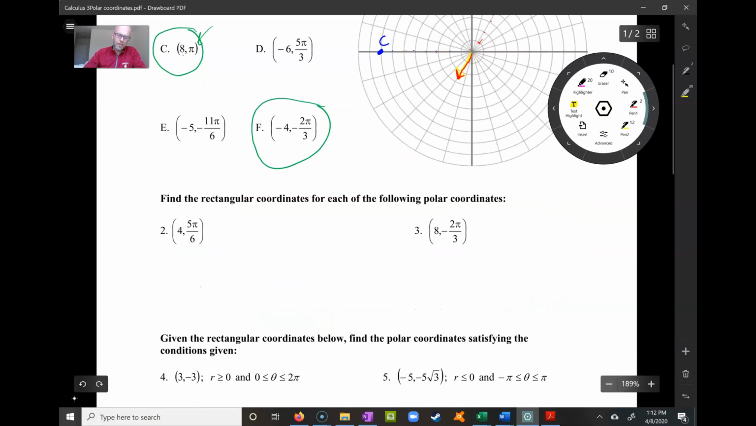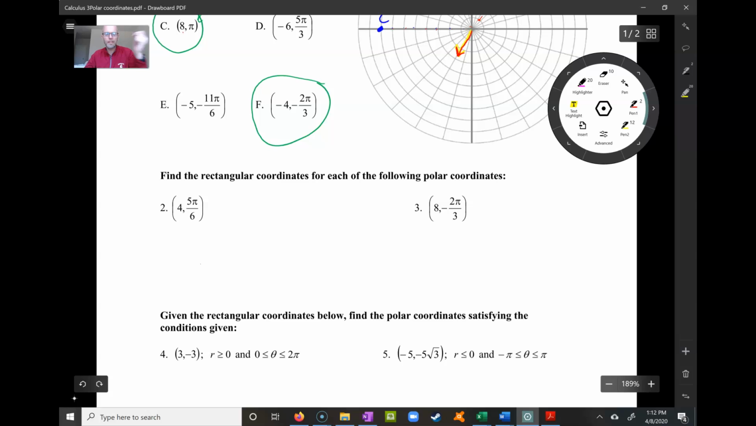Okay, so let's cruise on down to this next one. Find the rectangular coordinates for each of the following polar coordinates. In this case, the best thing to do, I think, is to draw a picture. Let's pick a different color here, like blue. If I draw a quick picture of this, I know that it roughly looks like that, because that angle right there is 5 pi over 6.